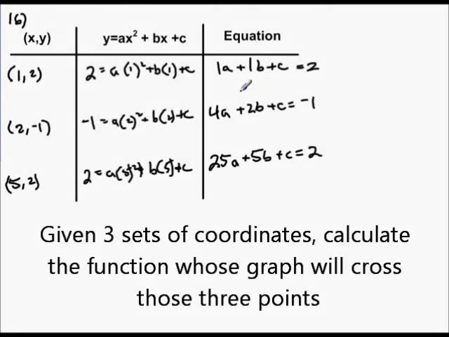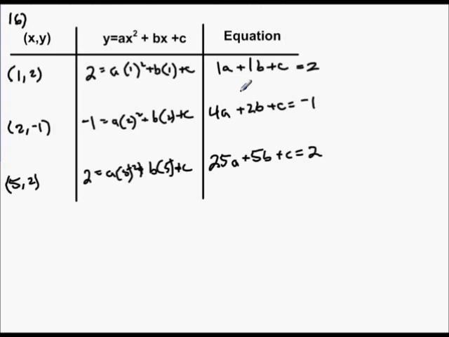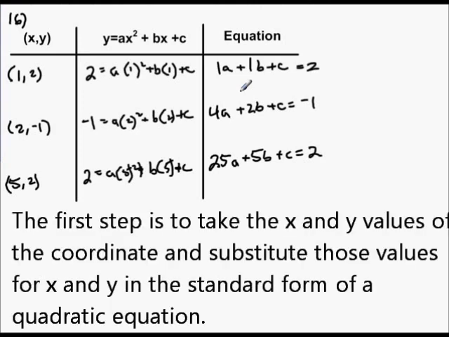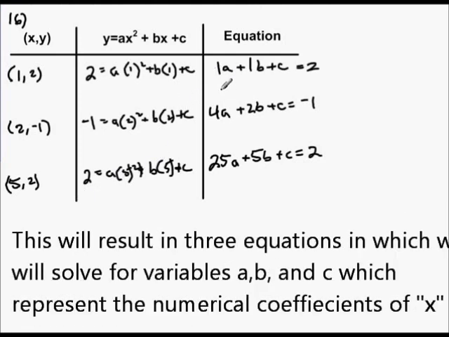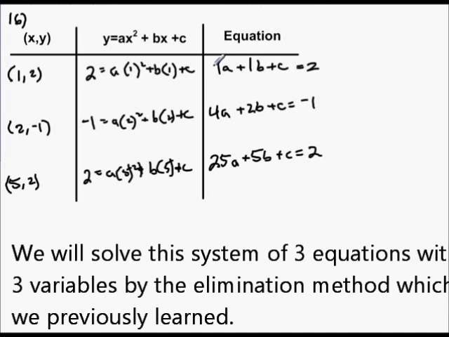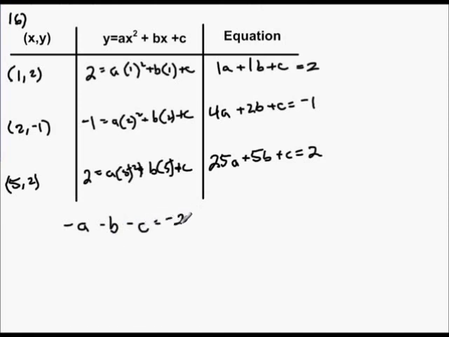Okay, looking at problem number 16 and seeing that we have our three equations, 1a plus b plus c equals 2, 4a plus 2b plus c equals negative 1, and 25a plus 5b plus c equals 2, let's go ahead and take the first two equations and eliminate c. So if I multiply the first equation by negative 1, I'm going to wind up with negative a minus b minus c equals negative 2. Taking the second equation, I wind up with 4a plus 2b plus c equals negative 1.